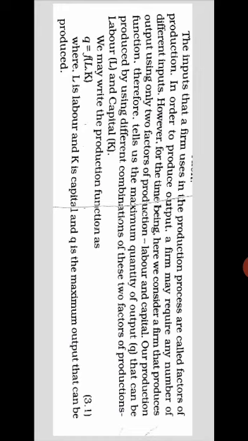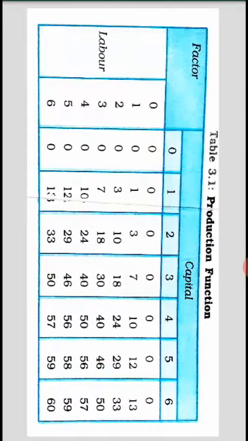We will study this production function with the help of a table. A numerical example of a production function is represented in this table. The left column shows the amount of labor. On the left side you can see a column kept for the amount of labor, and the top row shows the amount of capital. The top one represents the amount of capital they are going to use.